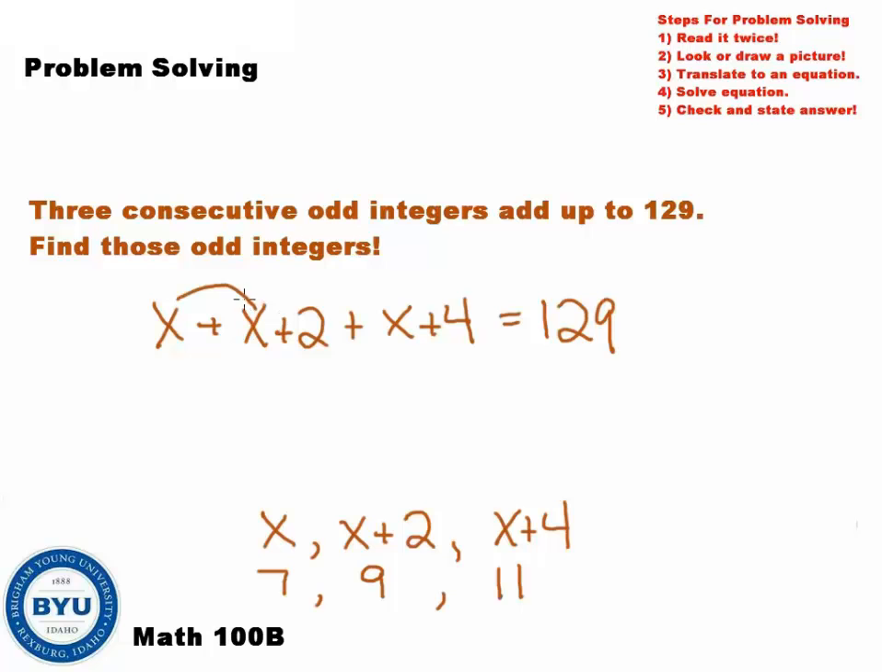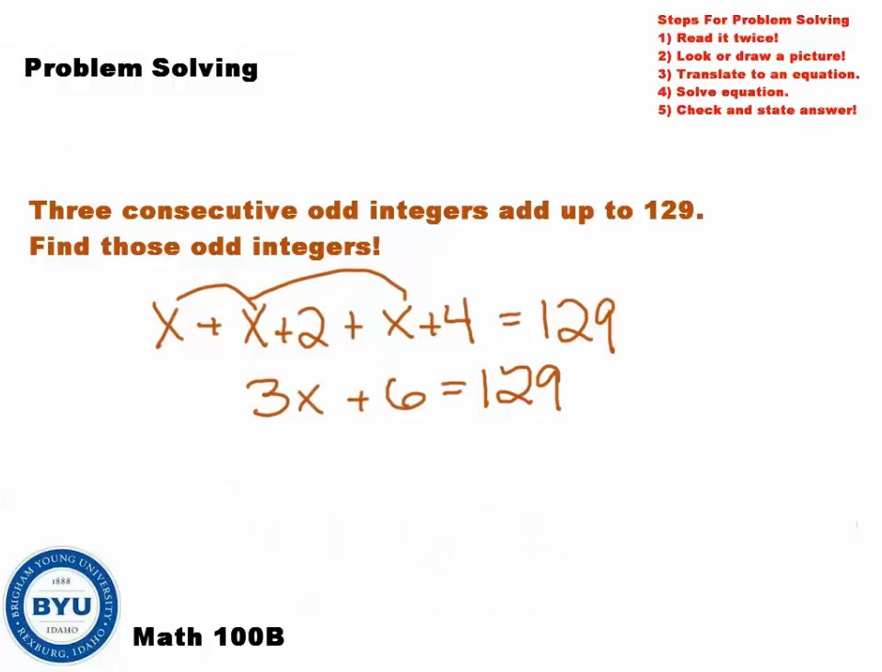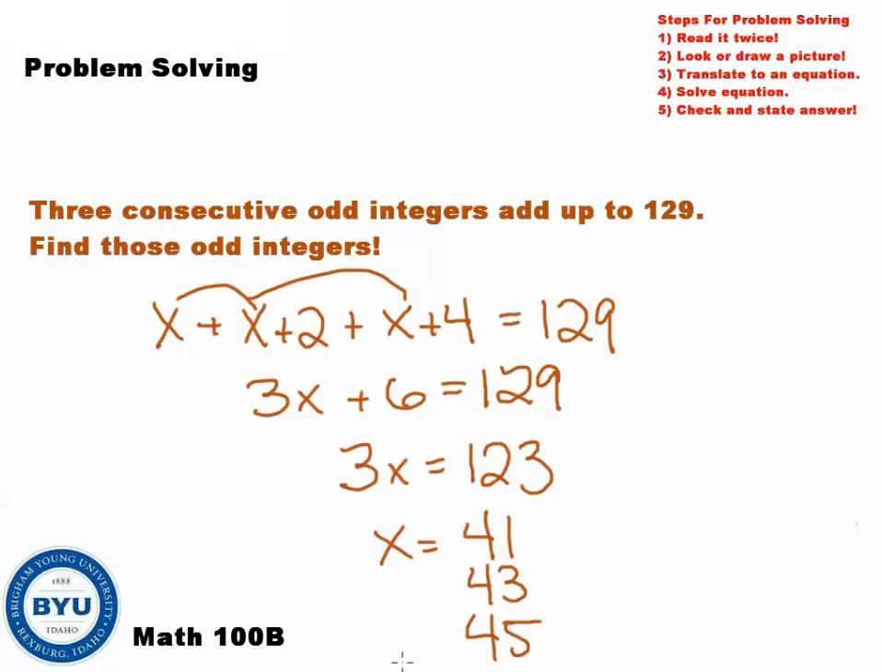We'll then combine the like terms. We get 3x plus 6 equals 129. We then can subtract 6 from both sides to get 3x equals 123. We then divide 123 by 3 to find out that our first odd integer is 41, which means the next odd integer is 43, and the next odd integer after that is 45.